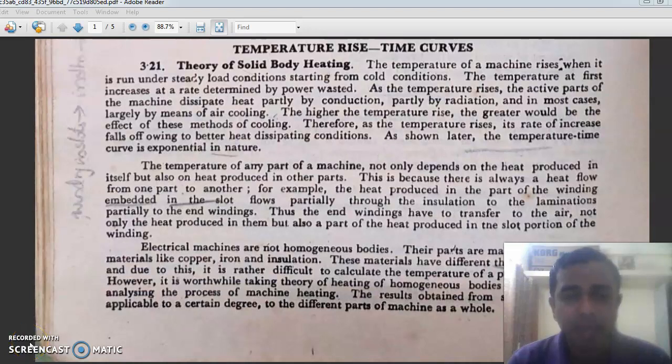So welcome back and good morning. And today we'll see the temperature rise time curves. That is, mainly we'll see the heating time curve as well as the cooling time curve of any electrical machine.